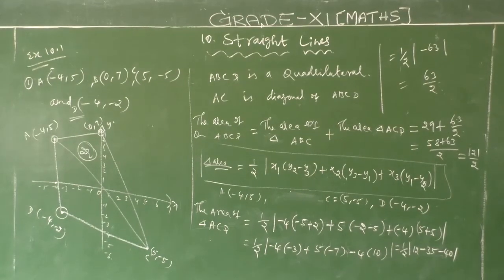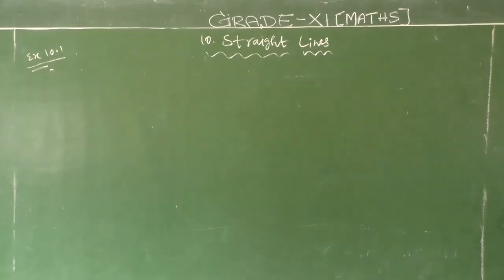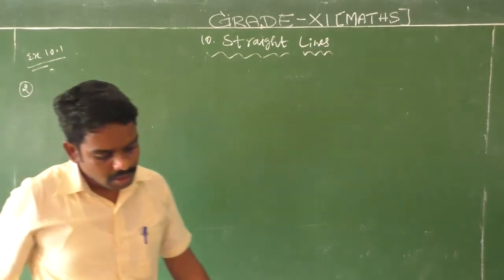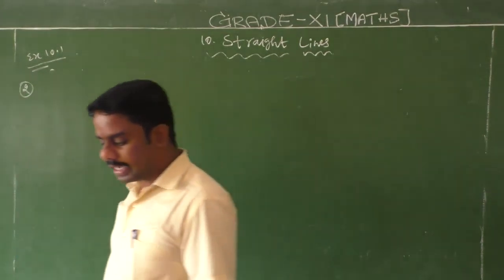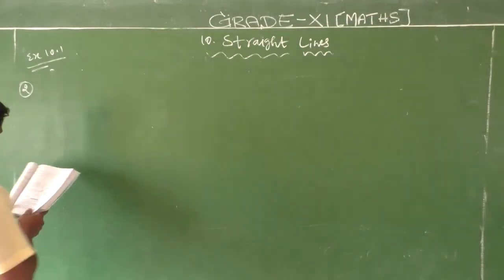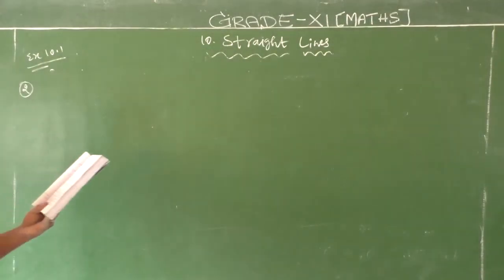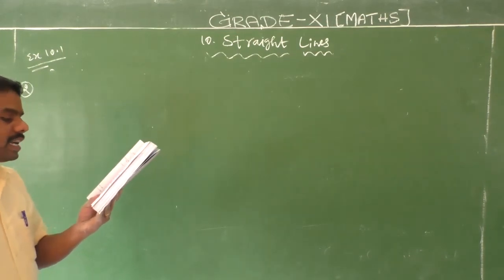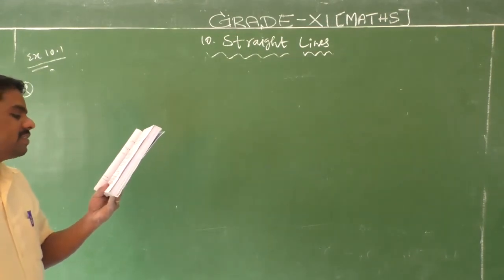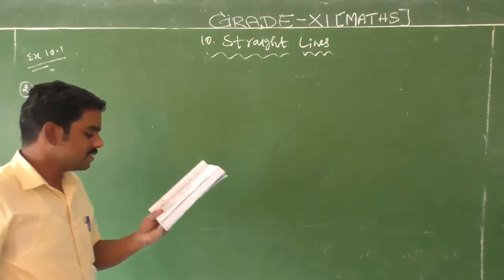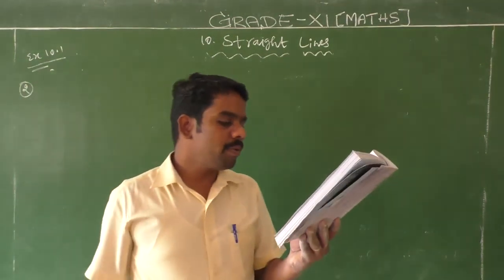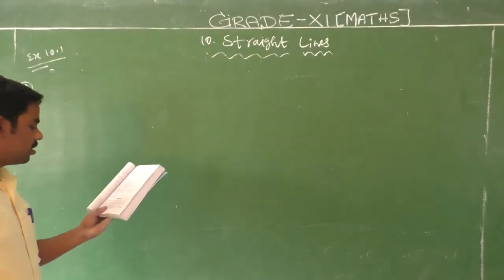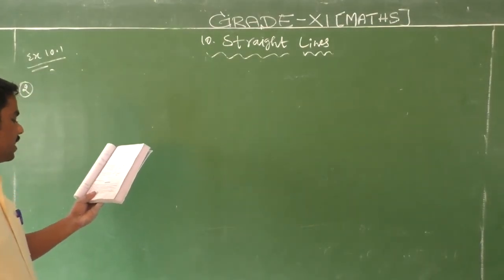Right. Next, question number 2. The base of an equilateral triangle with side 2A lies along the y-axis such that the midpoint of the base is at the origin. Find the vertices of the triangle.